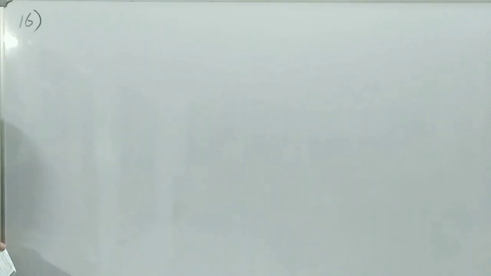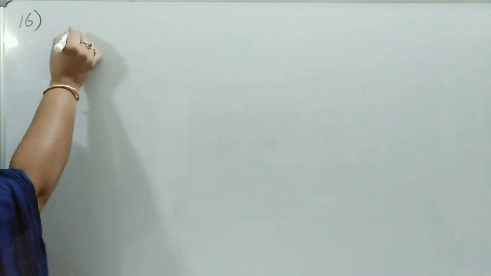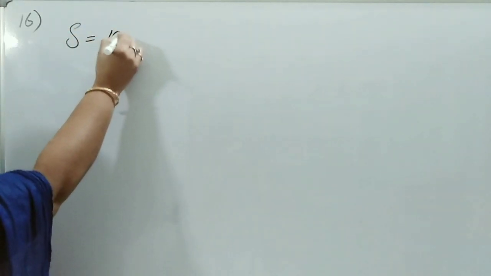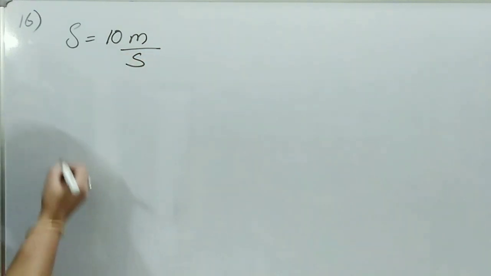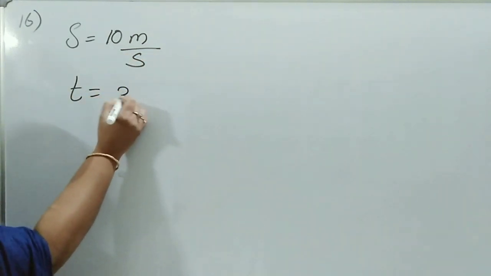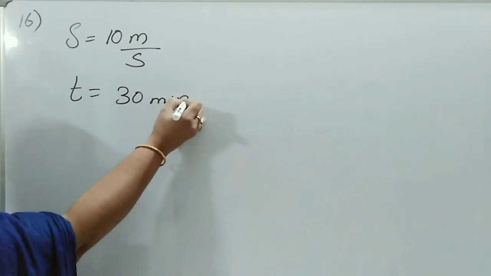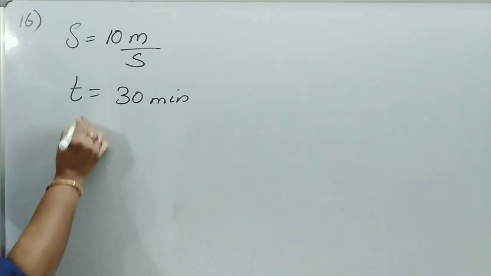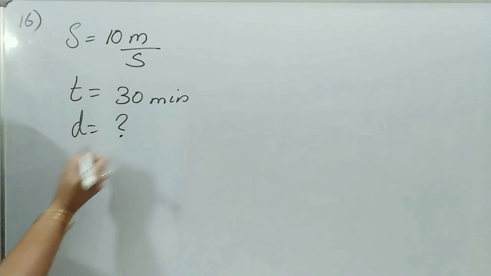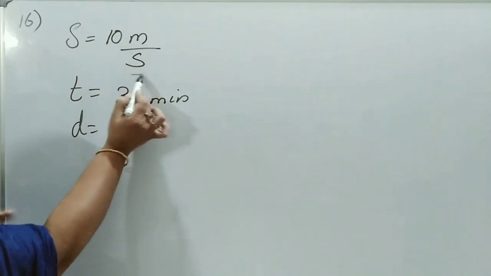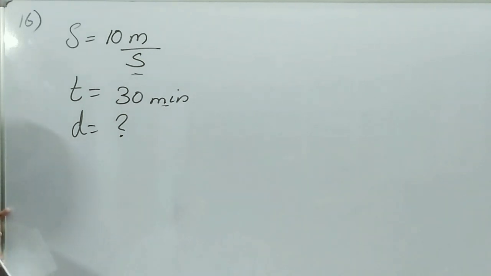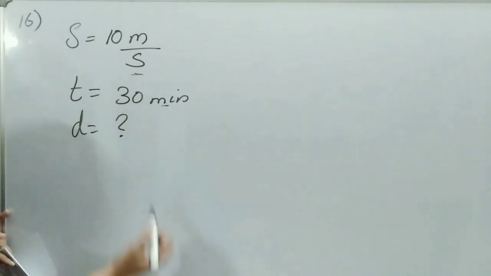Now, question number 16. A boy travels with a speed of 10 meter per second for 30 minutes. Time is given as 30 minutes. We have to find the distance. Here you can see speed is given in meter per second, but the time is given in minutes. So what do we have to do? We have to convert minutes to seconds.